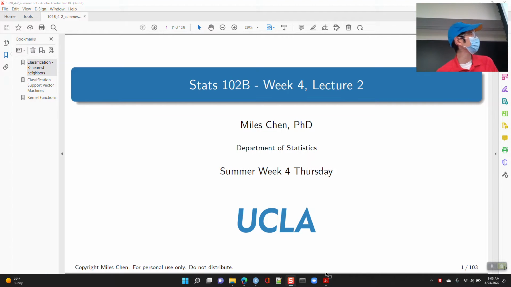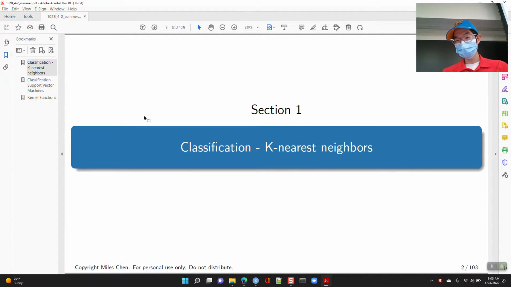All right. Okay. Well, it's week 4, and we're looking at our second lecture in week 4. And we are talking about classification methods. So on Tuesday, we looked at the Bayes classifier and the naive Bayes classifier and how it works for classifying stuff. And that was a probabilistic classifier.